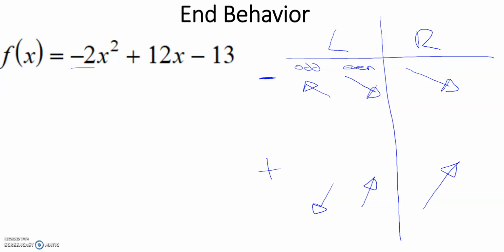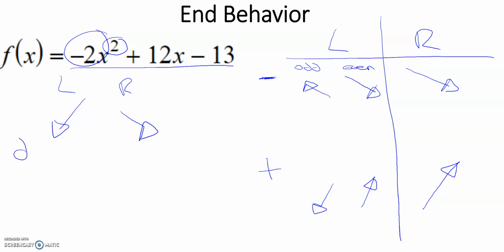So what does that mean for our polynomial right here? So let's have a look. We have a negative 2, so our right hand side is going to go down because it's negative. Our left hand side is even, so it's also going to go down because when they're even, it is the same as what's happening on the right. So I could write this as down, down.